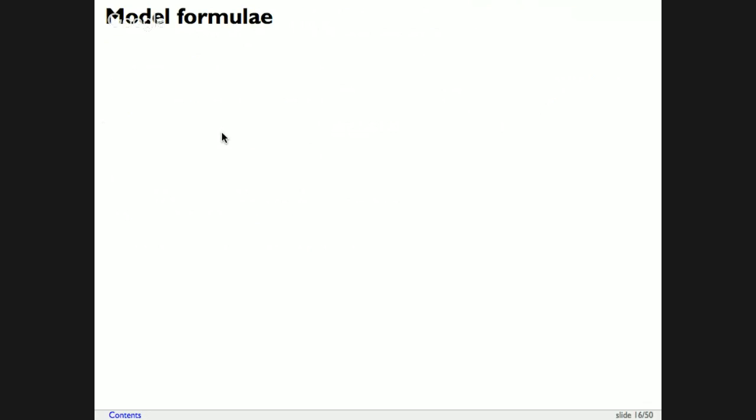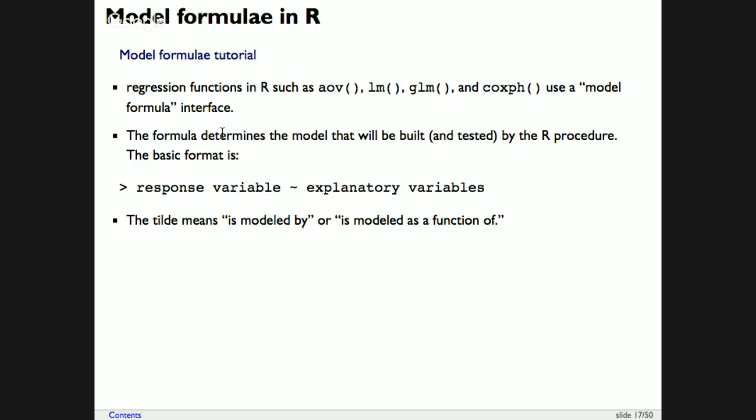Which brings us to model formula, which are the most straightforward way that you can define a linear model in R. There are lots of different functions that take model formula as their input. A few examples here: AOV, analysis of variance, linear model, generalized linear model, and Cox proportional hazards. And as you saw, boxplot does, a lot of plotting functions do as well. So you need to know about model formula.